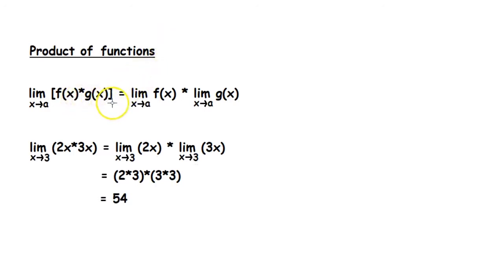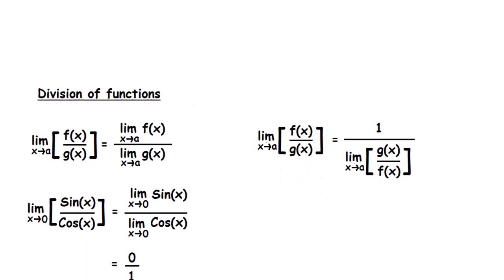So the third property is when finding the limit of a product of two functions. In this case, we also can separately find their individual limits and then multiply their respective values. For example, if we are asked to find the limit of 2x multiplied by 3x as x tends to 3, we can write them separately as the limit of 2x as x tends to 3 multiplied by the limit of 3x as x tends to 3, giving us 2 into 3 multiplied by 3 into 3, giving us the final answer 54.